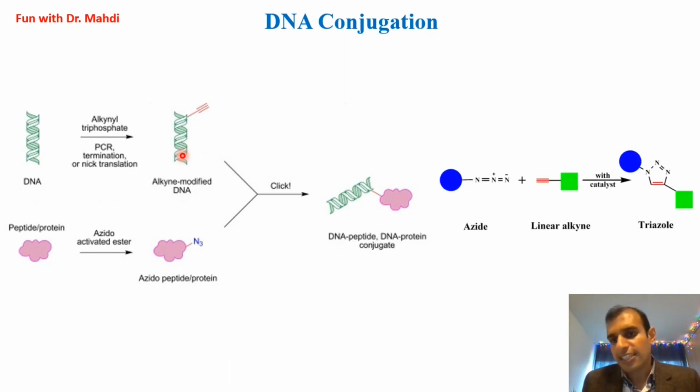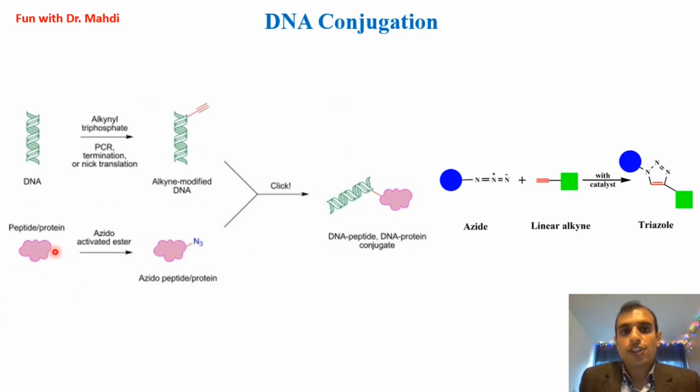Again, we would like to use click chemistry, but which type of click chemistry? CuAAC, copper-catalyzed azide-alkyne cycloaddition. It's a reaction between azide and alkyne in the presence of copper as a catalyst. For example, we have DNA. First, we need to have alkyne-modified DNA. First we need to have alkyne in the structure of DNA. In the next step, for the protein, we need to have azide protein or azide peptide. We need to have azide in the structure of the protein.